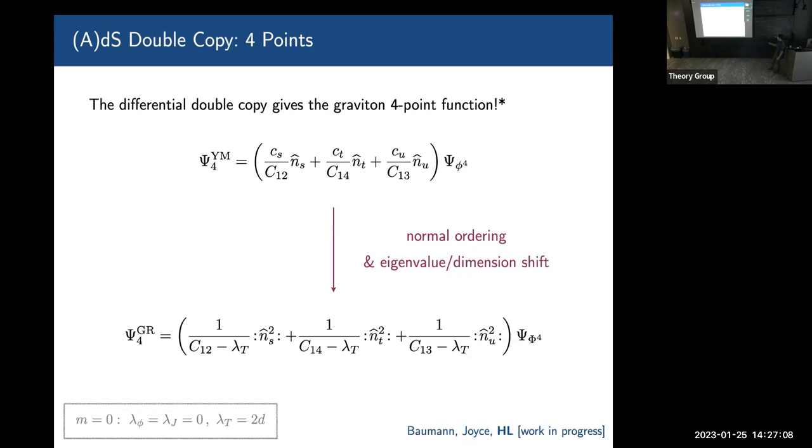It turns out that this does indeed produce the correct structure for the graviton 4-point function. But at this stage, this remains slightly conjectural. So we've done a bunch of consistency checks that, for example, this has the right factorization limit and produces part of the answer correctly, but we haven't so far been able to fully verify this formula.